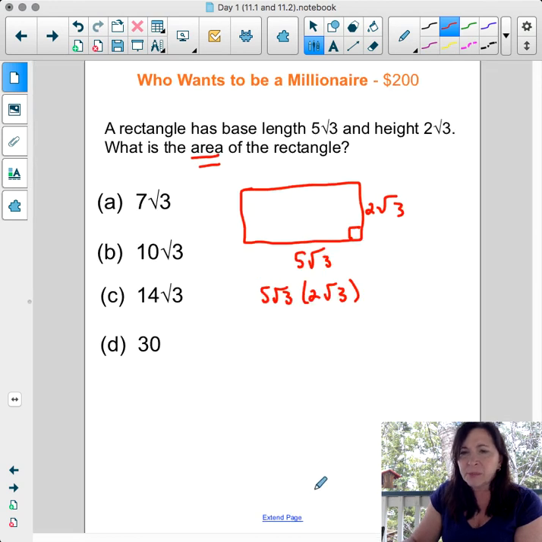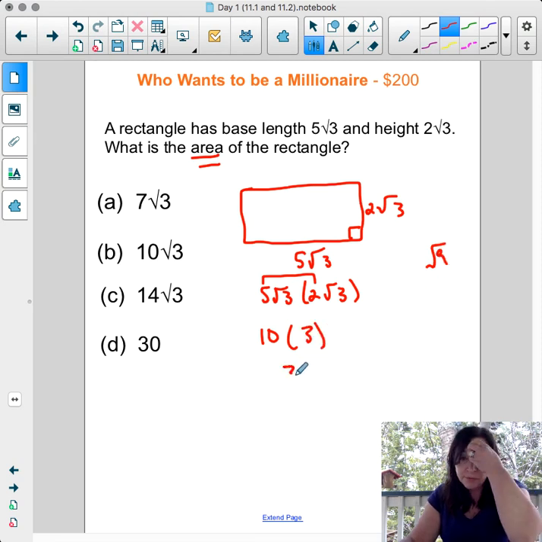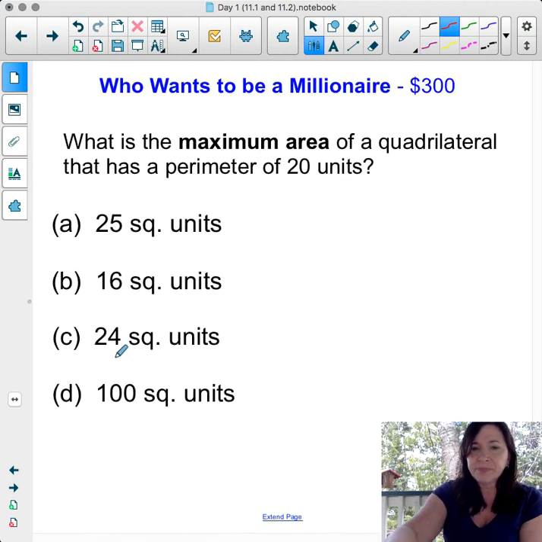Okay, remember, numbers get multiplied with numbers. Roots get multiplied with roots. So we're going to be multiplying 5 times 2, which is 10. And then we have root 3 times root 3, which is square root of 9. Well, the square root of 9 is 3. So 10 times 3 is 30 units squared. So this would be D.